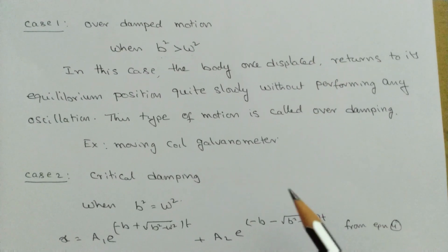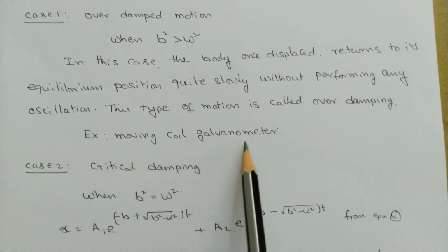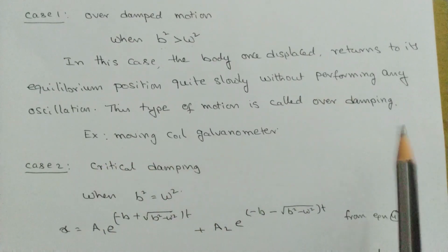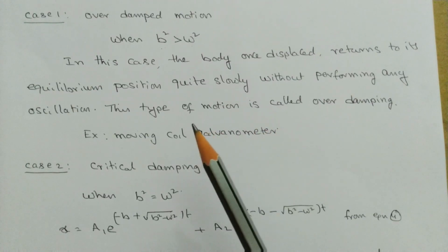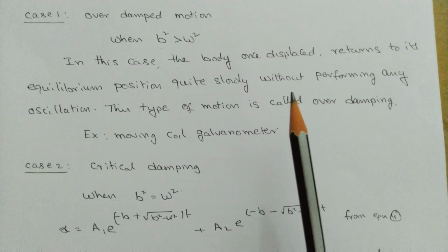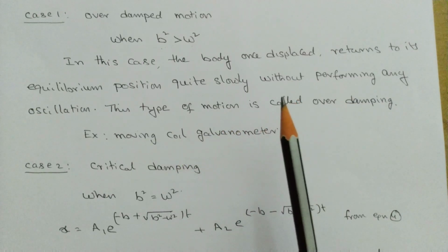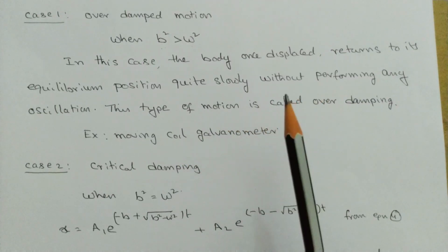For example, the needle in the moving coil galvanometer. In a moving coil galvanometer, the needle will be like this. Then if we apply any power, it goes like this. It goes to its position, that's all, without any oscillation.